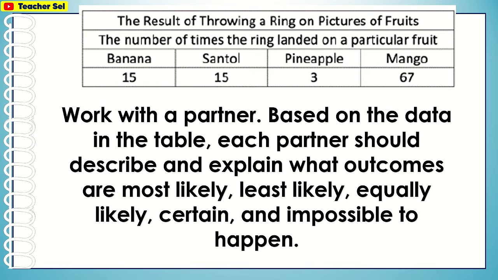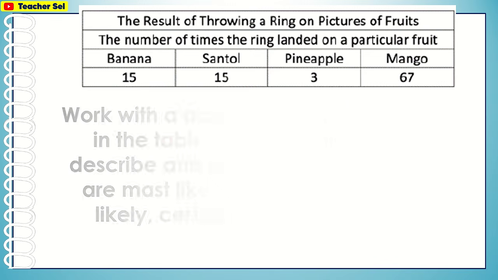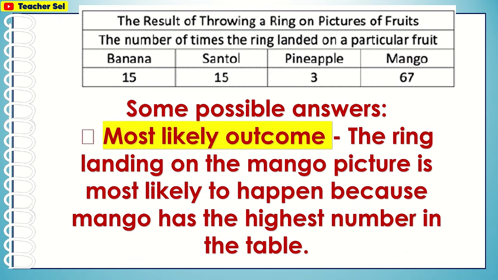Work with a partner. Based on the data in the table, each partner should describe and explain what outcomes are most likely, least likely, equally likely, certain, and impossible to happen. Most likely outcome: the ring landing on the mango picture is most likely to happen because mango has the highest number in the table.